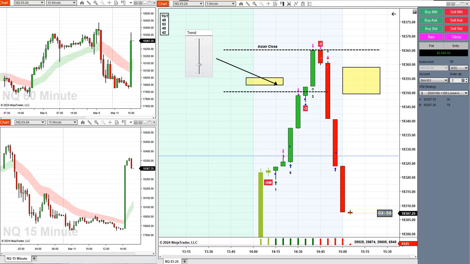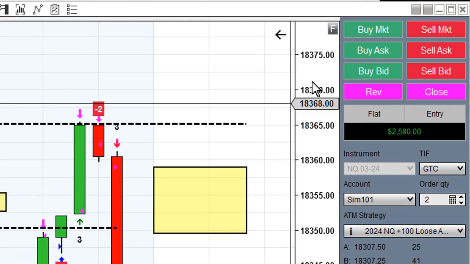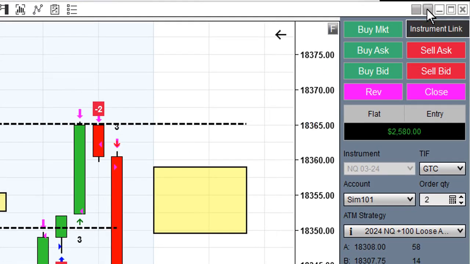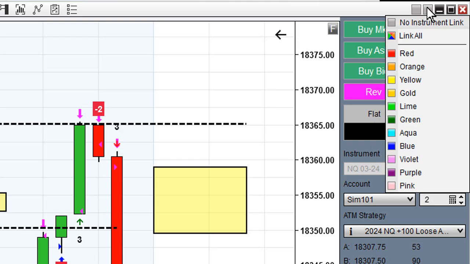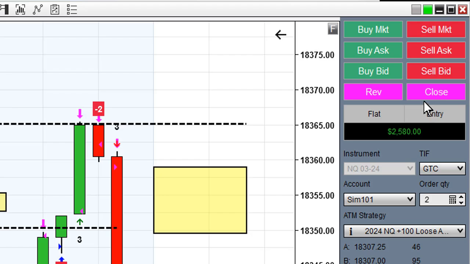Now, what we want to do is come to our primary execution chart, which in this case is a 5-minute chart. We want to come to the top right-hand corner, and you can see that as I arrow over this option, I've got an instrument link. What I can do, if you choose, for example, to make your NASDAQ, let's go for lime green, is what you'll note: we've got a lime green NASDAQ.